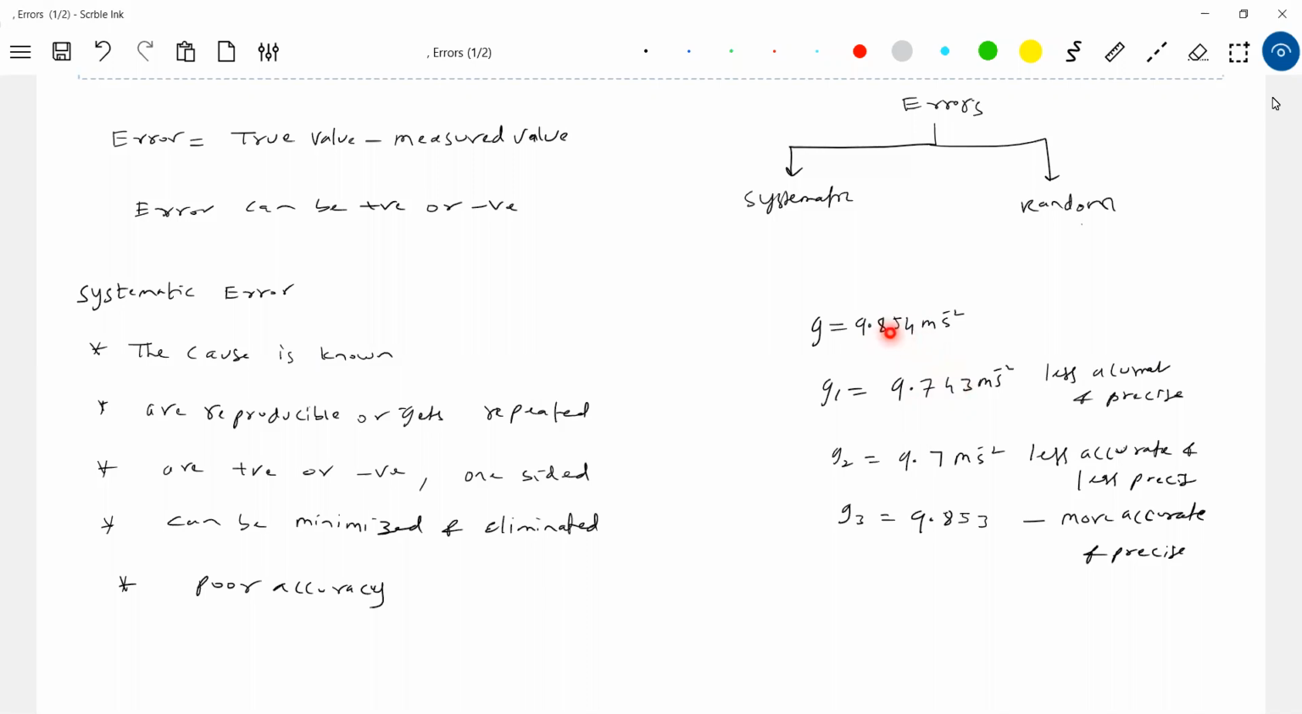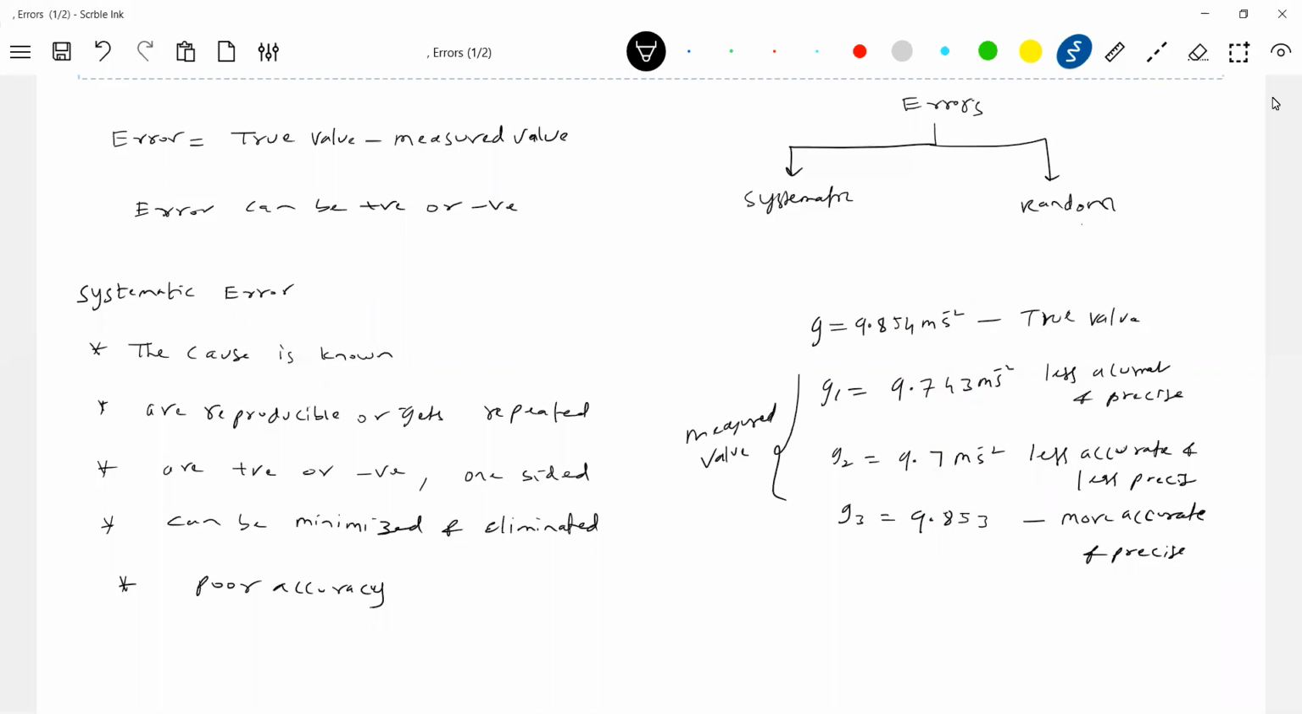How precise it is means how many decimal places you are expressing. Those many decimal places I'm expressing. So shall I say this is also precise? What about here? It's less precise and less accurate. You can see 9.8 is needed with this much here. And this one is 9.853. Yes, it is near to the true value. This is the measured value.